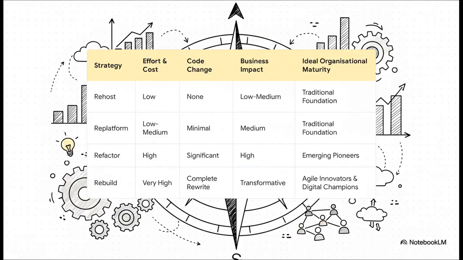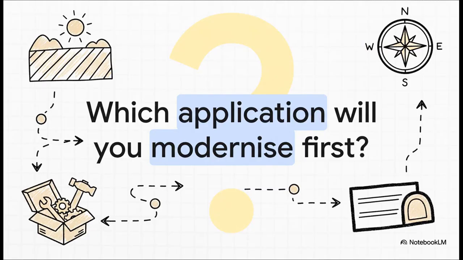And all of that brings us to this, which is really the key takeaway of this whole thing, your strategic modernization compass. This one chart just beautifully sums up the entire framework. It lays out every strategy against the effort, the amount of code change, the business impact, and the kind of organization it's best for. Seriously, use this as your guide for every single conversation you have about the future of your apps. So there you have it. We've covered the landscape, we've got the toolkit, we walked the journey map, and now you've got the compass to guide you. The only question left is the one right here. Now that you have the framework, which application are you going to modernize first?